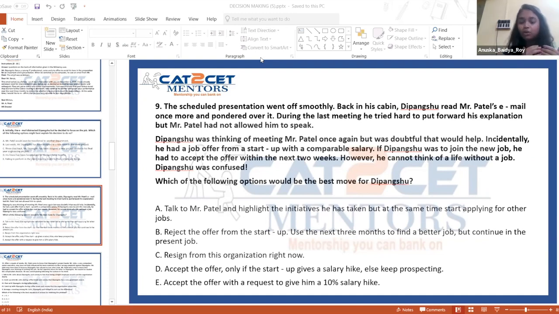See how I am comparing options? What is the logic running behind it? Can you understand why I am selecting E over D? First, what did we do? Isn't D somewhat similar to B? B says reject the offer from the startup, use the next 3 months to find a better job, and continue in the present job. D says accept the offer only if the startup gives a salary hike, else keep prospecting. Yeah, kind of similar. But B says outright reject the offer, and D says accept the offer. So if I'm comparing between B and D and I do not have E, I will select D. But if I have D and E, then I will select E.